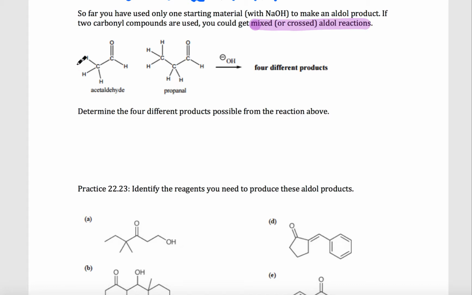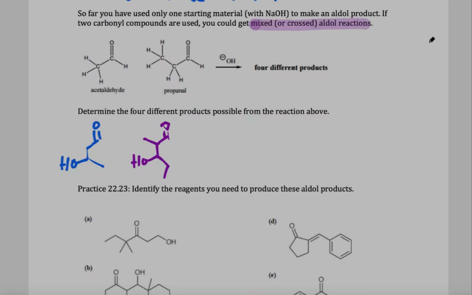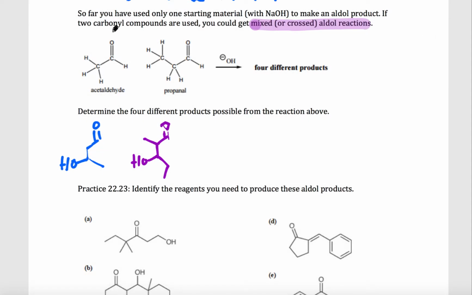So first, let's do the aldol products where acetaldehyde reacts with itself and propanal reacts with itself. Then we'll get two aldol products at least. Now I want to think about how these might react with each other. So for example, maybe the OH group, OH hydroxide, could take this alpha hydrogen over here and make an enolate there. And then once I make that enolate, then maybe acetaldehyde could use the carbonyl of the propanal and attack that. So let's see what product we would get then.